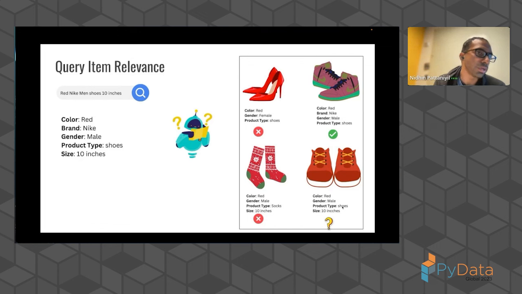Is that an issue? Maybe the user explicitly asked for Nike, so they do want Nike shoes. What happens if the shoes were 11 inches, but they were Nike shoes? Is that relevant or not? So depending on the context, even if some of the attributes match, the item may not be considered relevant.